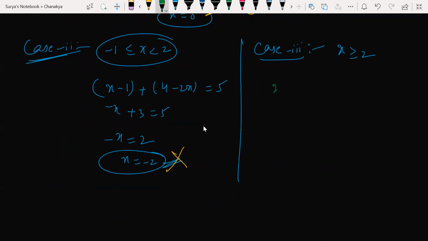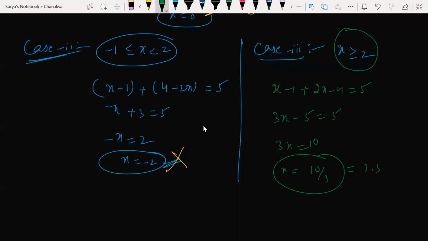So x minus 1 plus 2x minus 4 is equal to 5. Cool. So 3x minus 5 is equal to 5. 3x is equal to 10. X is equal to what? 10 by 3. Now check, 10 by 3 is nothing but 3.33 something. So 3.33 is greater than 2 or not? Of course, it is my solution now. It is satisfying the given inequality.